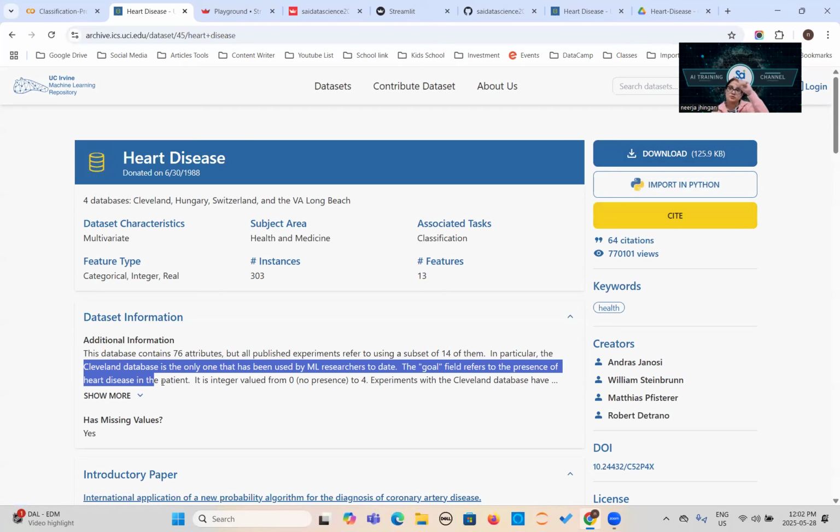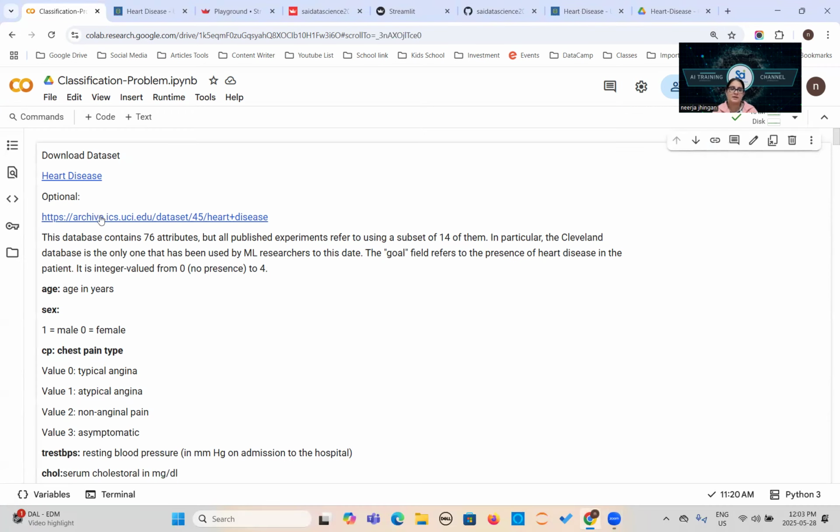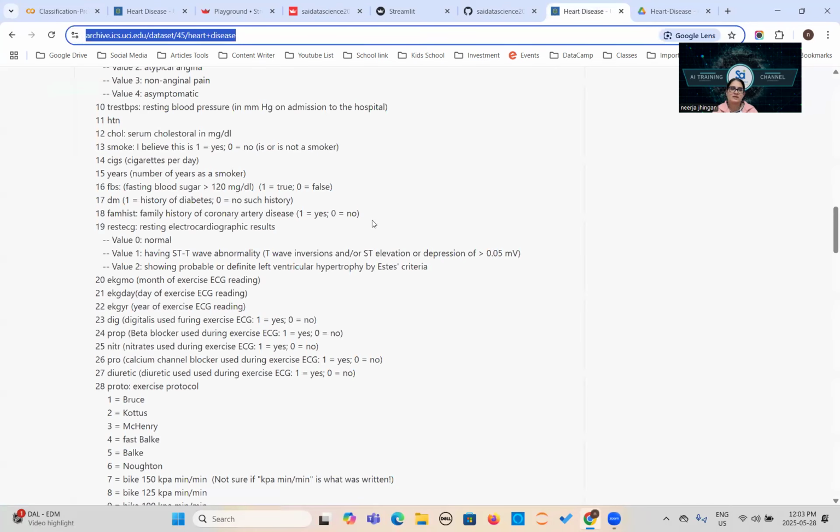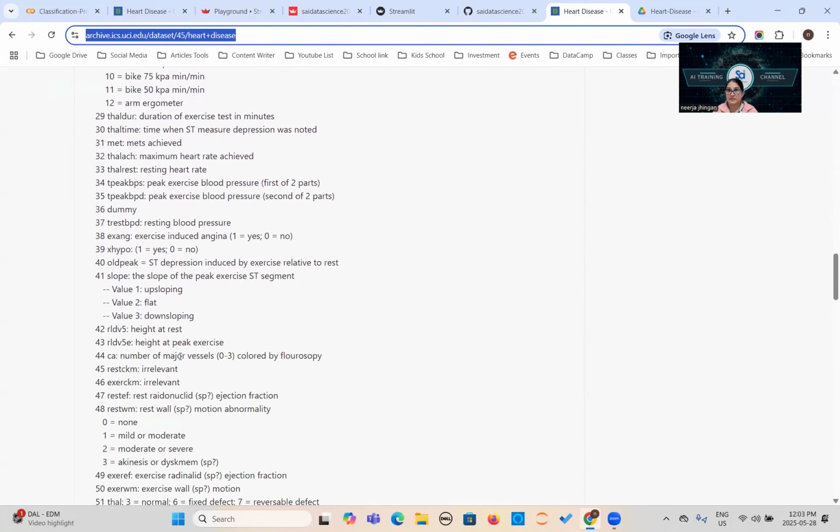Here, you also need to make changes in the column names. So I have picked it up from Kaggle. You can also download the polished data set, this one. Okay. But the original link is this one. And they have given very good data dictionary details here.